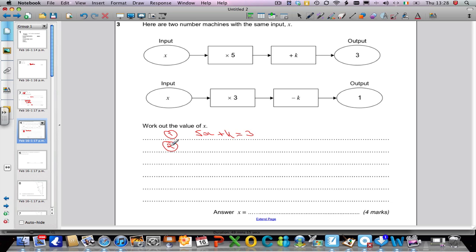The second one gives me x times 3 is 3x. We're taking away k, and then the answer is 1. And hopefully you can see straight away it's a simultaneous equation, and it's nicely done for us. We're going to add equation 1 and equation 2. Equation 1 plus equation 2 gives me 8x equals 4. Therefore x must be equal to a half. So x is a half. If you want, you can check it out by substituting back in.